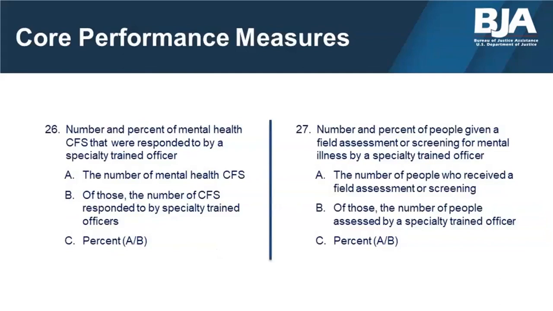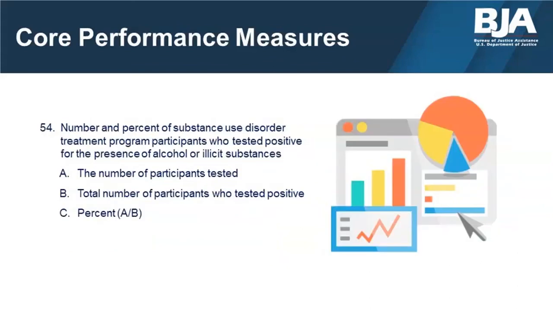All grantees need to report data for the core performance measures subset. If not applicable to your work, you can enter 0. Core performance measures are used by leadership to measure the success of certain program goals. Here's another example of a core performance measure.